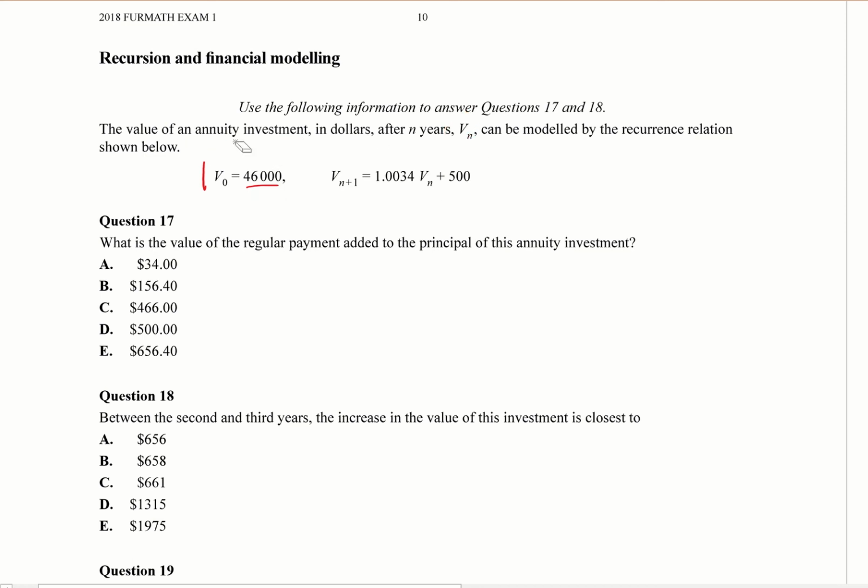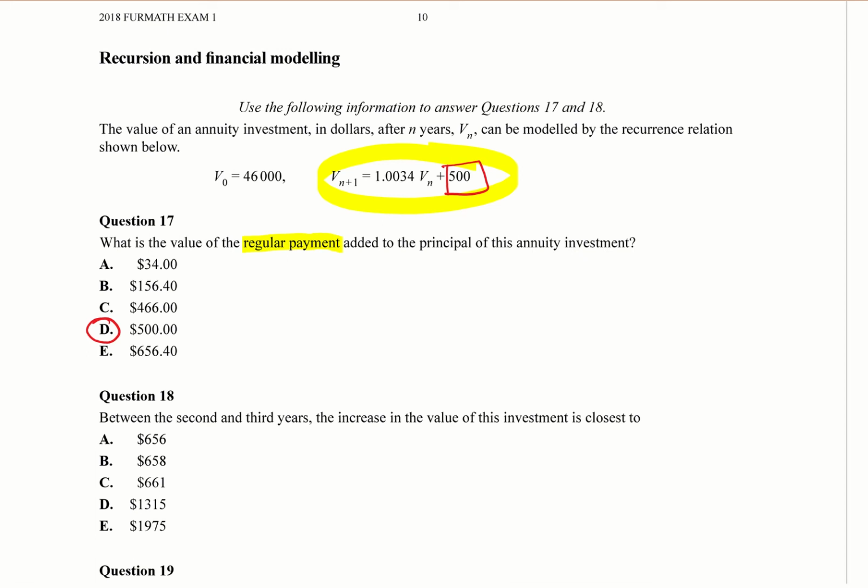Okay, so the first question is, the key point here is, what is the value of the regular payment? When I look at this equation, what is my regular payment? That regular payment is 500 there. So when I look at my answers, I am going to go D, because that's the amount you're paying each payment period, and you're going to have $500 going in. So that's your regular payment.